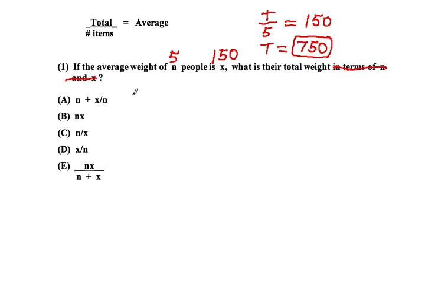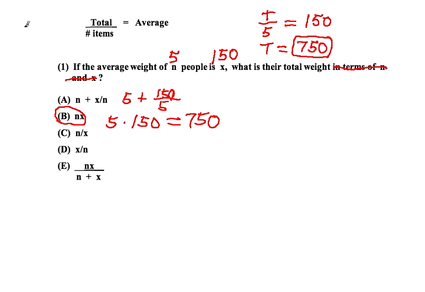So now let's check this. n is 5 plus 150 over 5. Well, that's not going to give us 750. n is 5 times x, which is 150. Okay, well that parallels our arithmetic solution. So B is the answer.